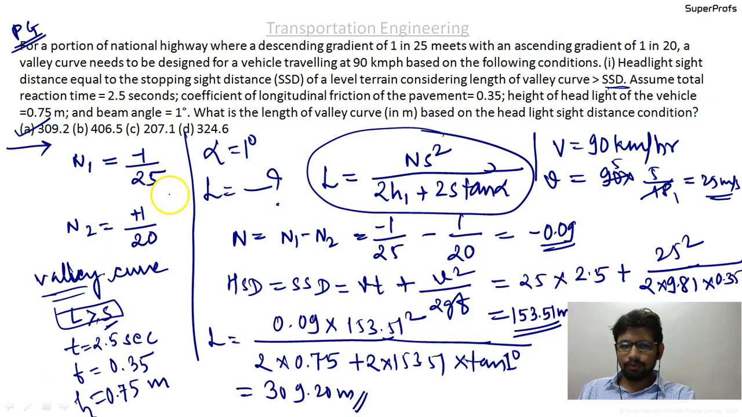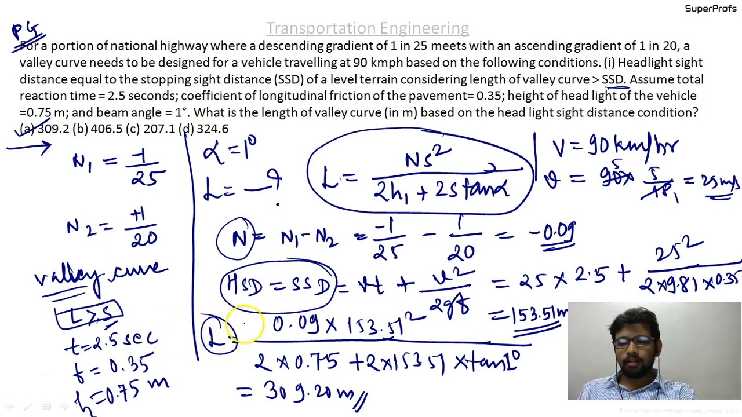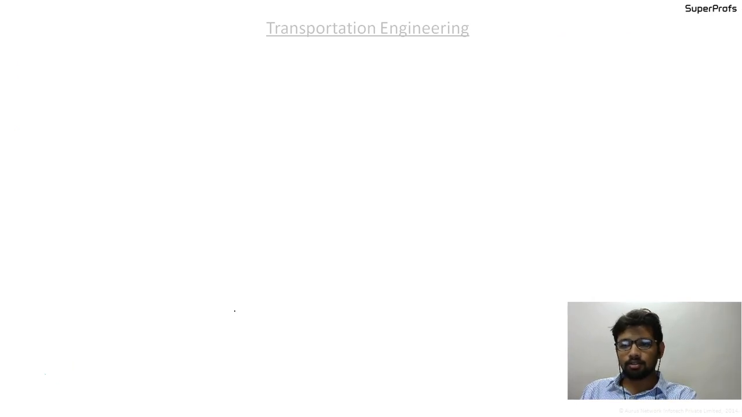So again, a very simple question, just that two parts were involved in the same question, so such questions in GATE are asked for 2 marks. First you have to find the n value, then find the S value from SSD, and then go for the calculation of L. So here what you require is knowing this formula as well as this formula. If you know the formulas, you can simply substitute the values and get to the right answer.